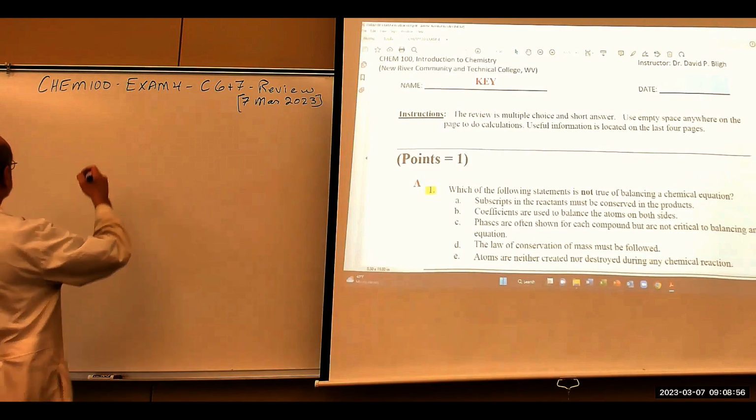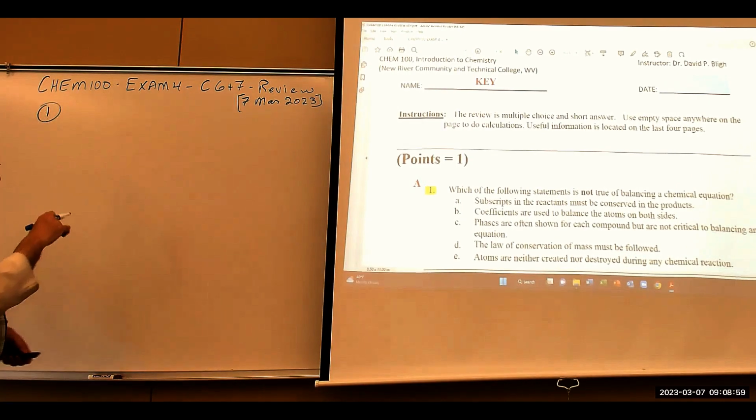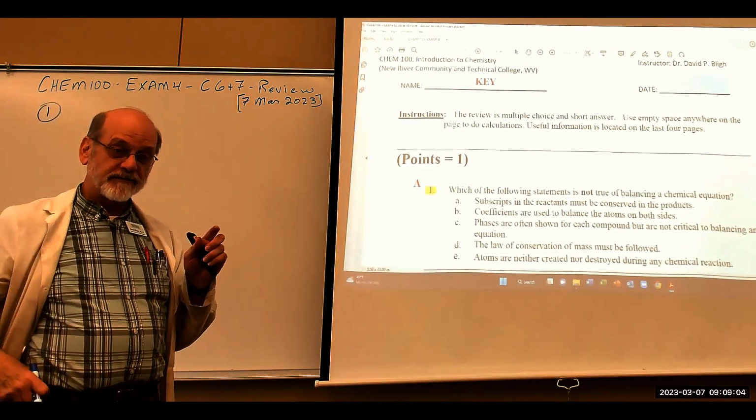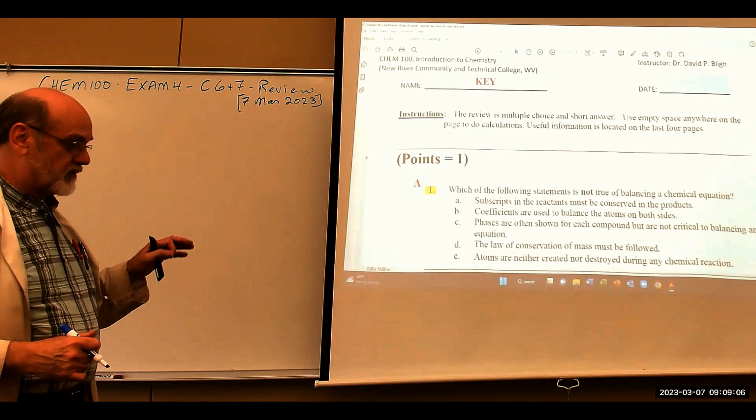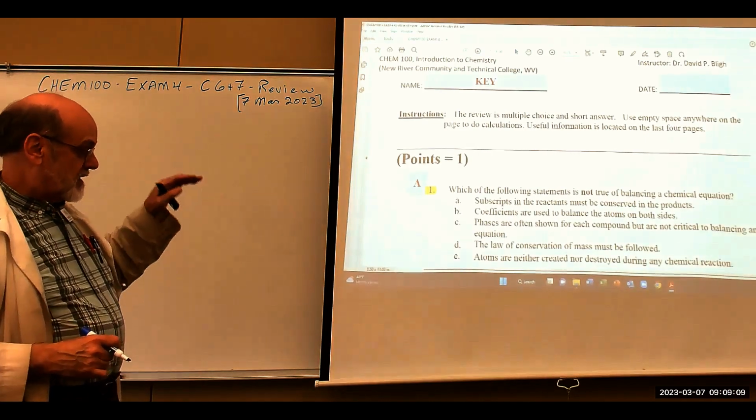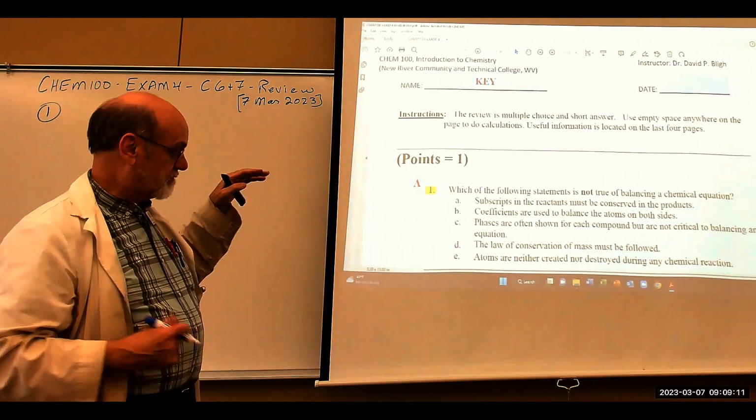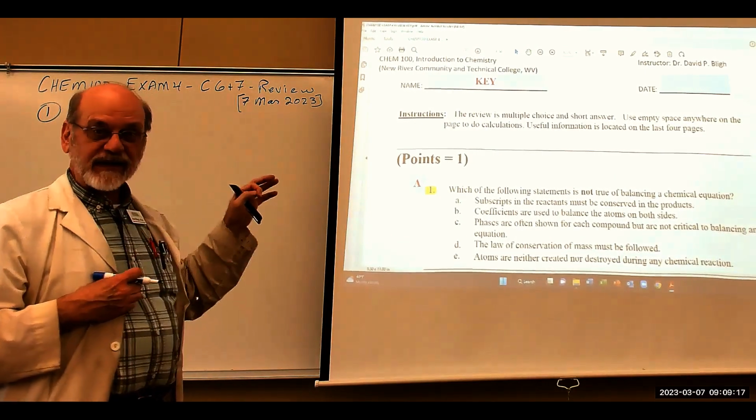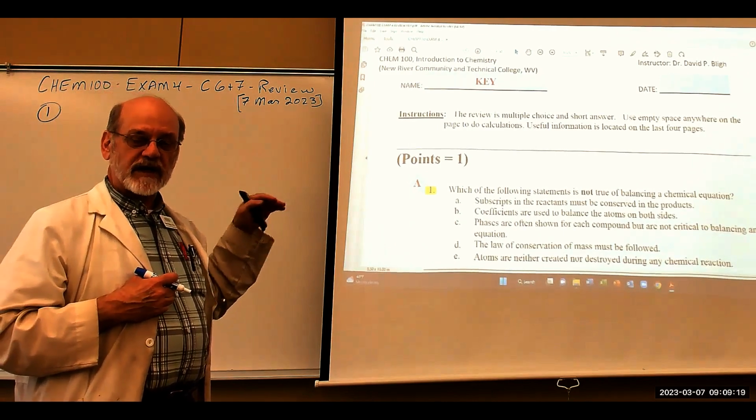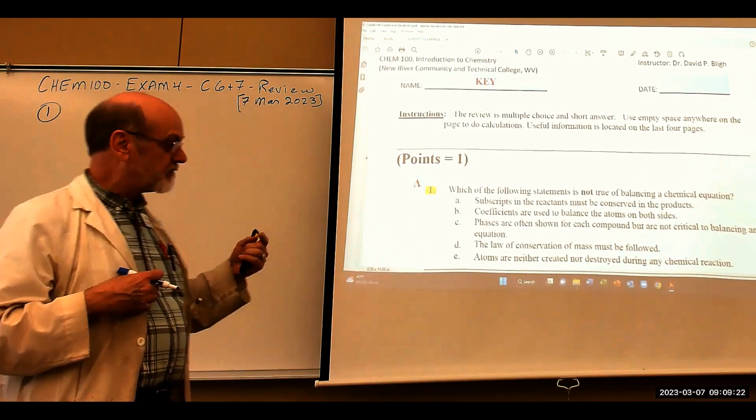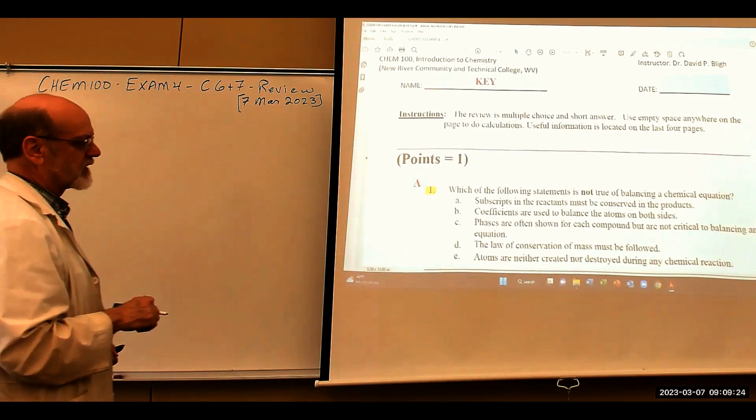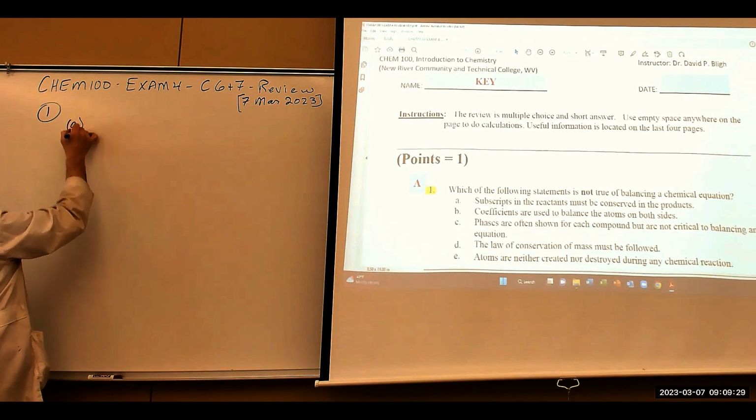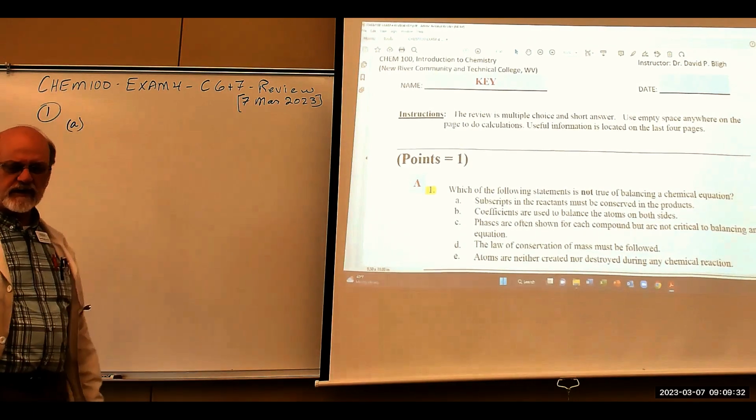Number 1. Which of the following statements is not true of balancing in a chemical equation? Since every potential answer is unique, all we have to do is work down until we find the one that's not true. How about the first one? Subscripts in the reactants must be conserved in the products. Is that true? Subscripts conserved?